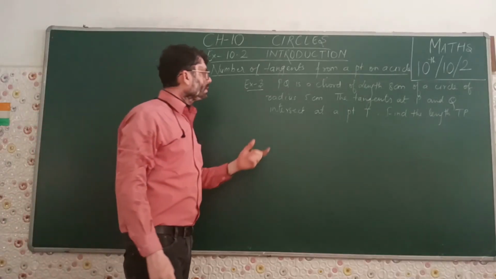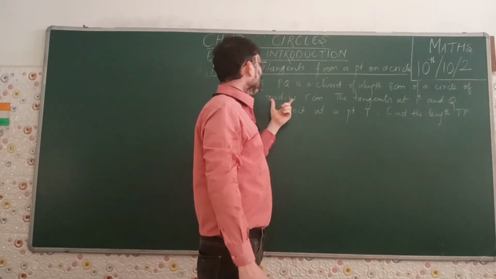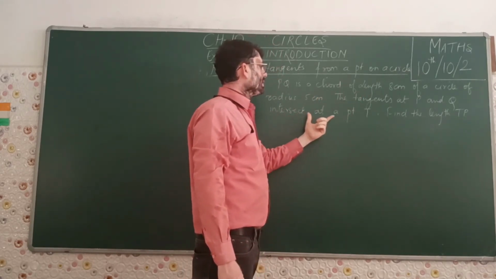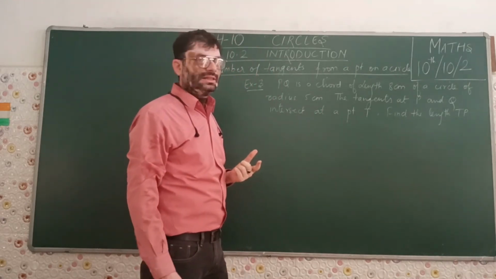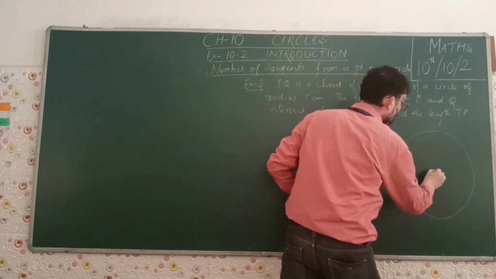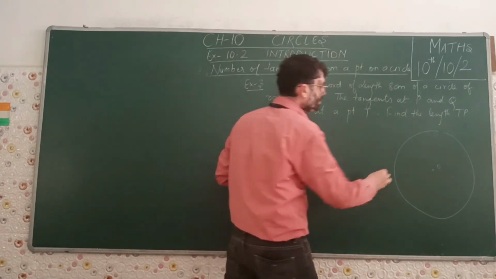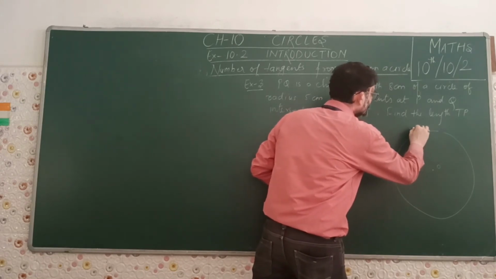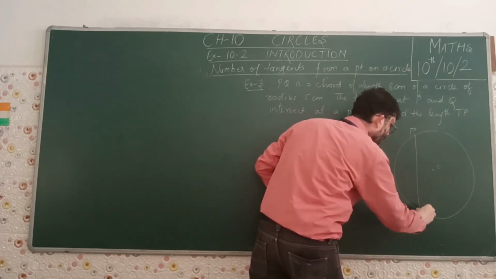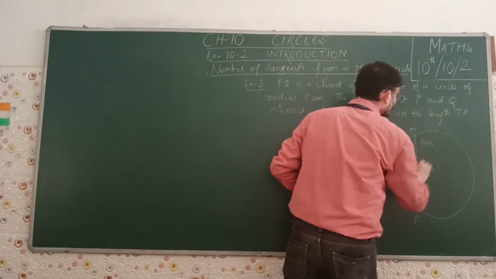Example number 3. PQ is a chord of length 8 cm of a circle of radius 5 cm. The tangents at P and Q intersect at a point T. Find the length TP. First of all, let us draw the figure. Suppose this is my circle, the center O. There are 2 points P and Q where the tangents meet the circle. So this is my P and this is my Q and this is the chord whose length is 8 centimeters.